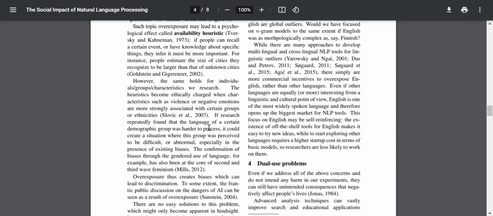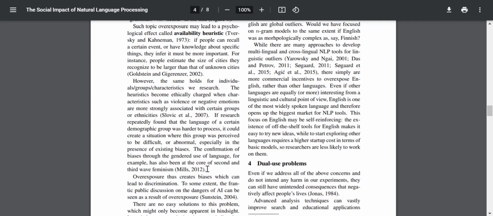However, the same holds for individual group characteristics we research. The heuristics become ethically charged when characteristics such as violence or negative emotions are more strongly associated with certain groups or ethnicities. If research reportedly found the language of a certain demographic group was harder to process, it could create a situation where this group was perceived to be difficult or abnormal, especially in the presence of existing biases. The confirmation of bias through the gendered use of language, for example, has been at the core of the second and third wave of feminism.